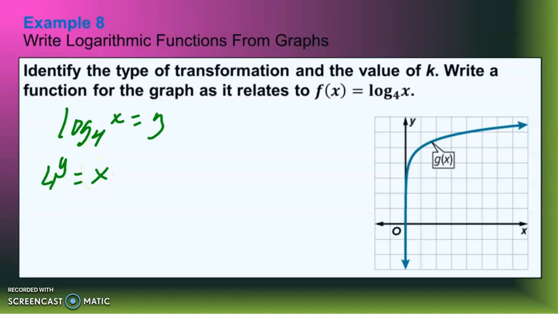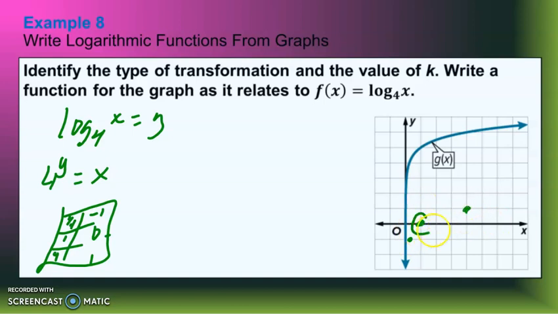So if I were to plot those points down, if I would do a table of values again, I'd have -1, 0, and 1. 4 to the negative first power is 1/4. 4 to the 0 power is 1. 4 to the first power would be 4. So I would have a point at 1, 0. 1/4 and -1 would be here. Then 4, 1.